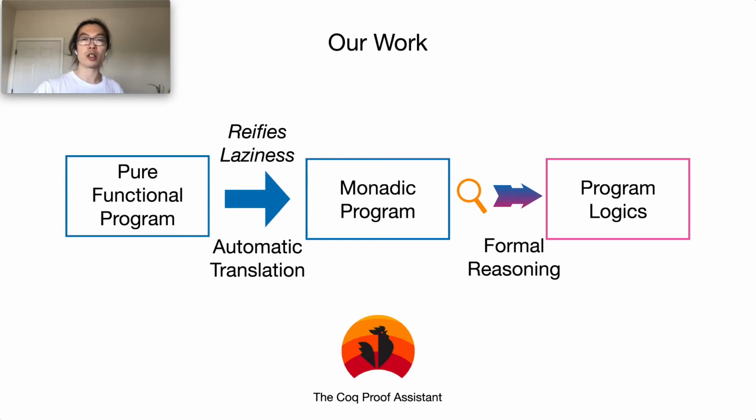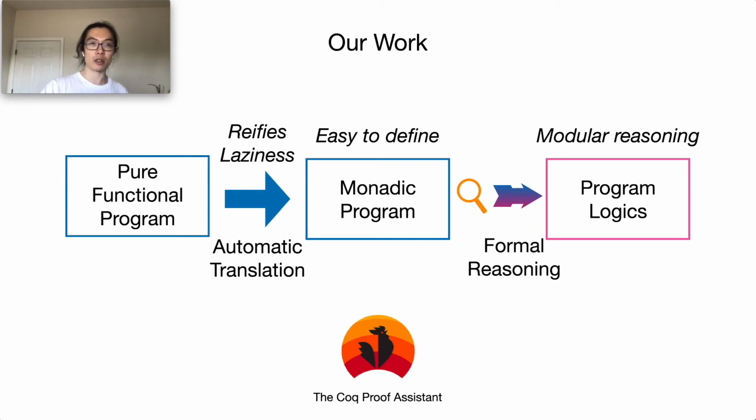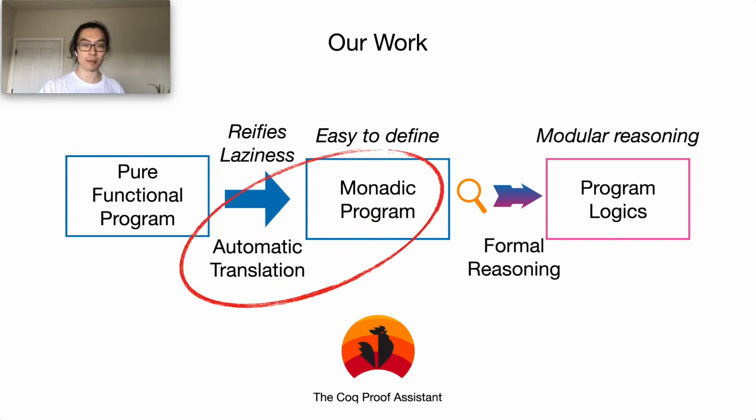The key feature of our framework is its simplicity. The clairvoyance monad is very easy to define. In fact, it can be defined using around 20 lines of Galina code, and the program logics enable modular reasoning. Now, let's look at the first part of our method.